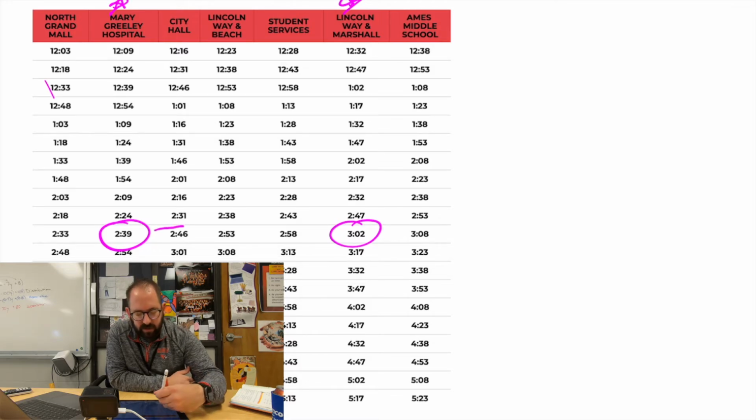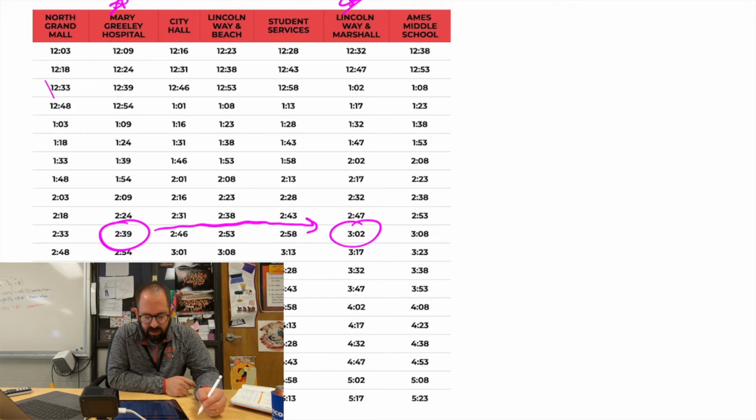You're absolutely right, because they're straight across from each other. You get on the bus, and it tells you the times it will get you to the spot. So to get to City Hall, it'll take about 13 minutes. It'll take another 7-8 minutes to get to the next one. It'll take another 5 minutes to get to the next stop, and then eventually it gets me to Lincoln Way in Marshall. So those are like the little things you read on the chart. How long am I on the bus total?